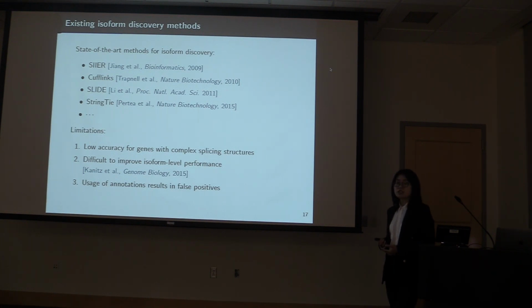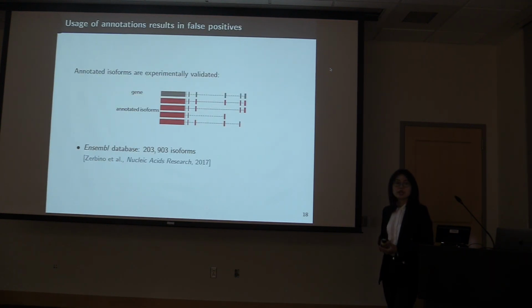Even when some elements such as exons can be correctly identified, it is very difficult to correctly assemble them into full-length isoforms. More importantly, the usage of transcript annotations in existing methods always results in a lot of false positives. The transcript annotations are databases of isoforms which are experimentally validated. For example, the Ensembl database contains more than 200,000 isoforms annotated for human genes. Incorporating these annotated isoforms in our models can help us increase the recall rate of isoform discovery.